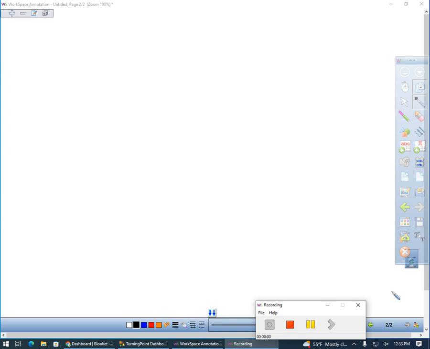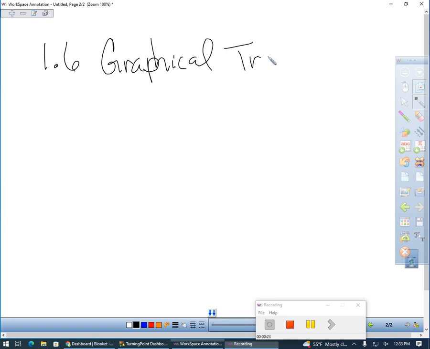Alright, so today is total review, except one little tiny new piece of information. But other than that, everything else is total review. So this is section 1.6, and of course, we're talking about graphical transformations. When we talk about graphical transformations, this is where we're moving it right, left, up, down, stretch, compress, flip, all that wonderful stuff.